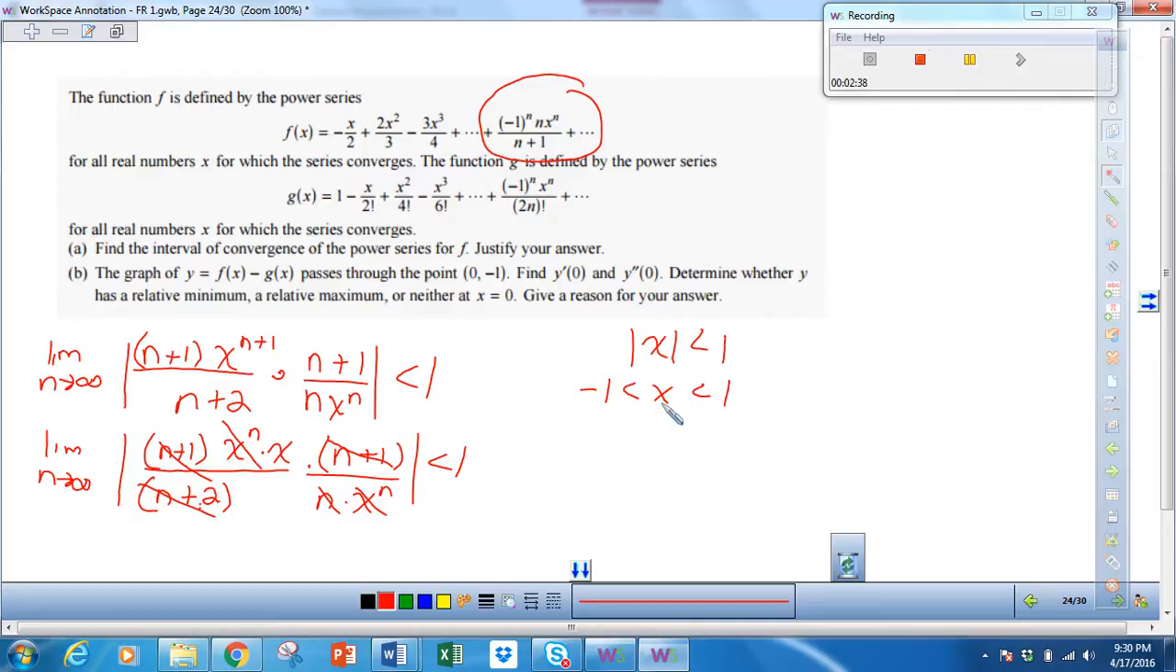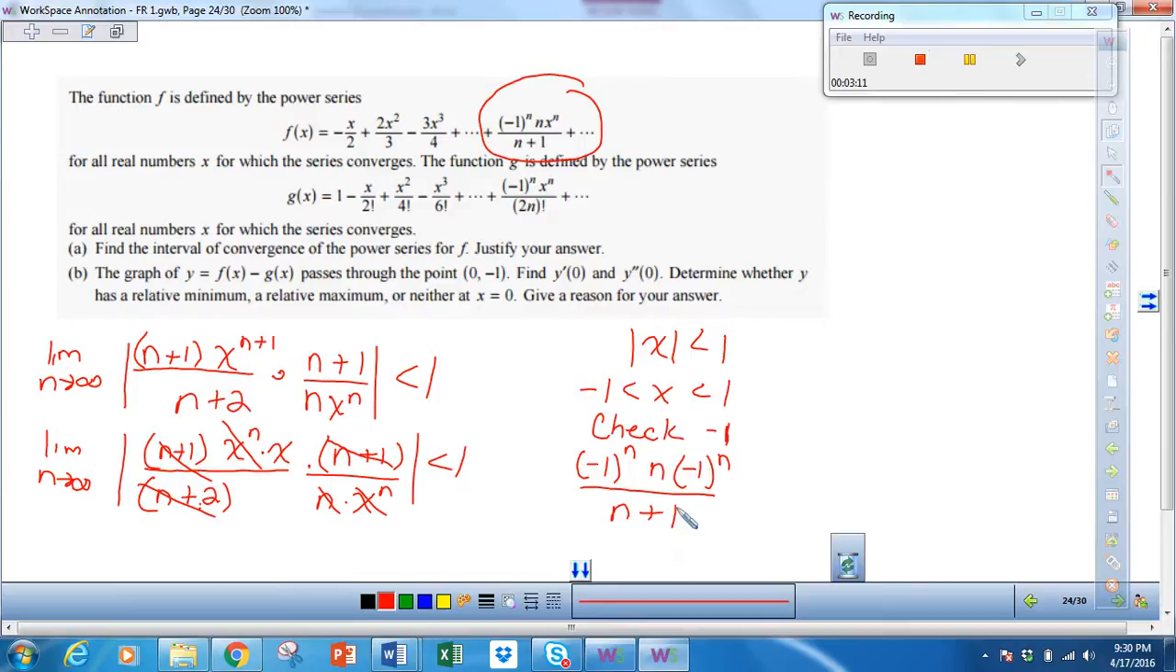Now, as you go through this, you have to check your endpoints. And checking your endpoints, you need to make it very clear that you're checking the endpoint. So I would do something like this. Check, and some of you did this. Some of you did this beautifully. Check -1. So to check -1, I put that back into the original expression. So I have -1 to the nth, n times -1 to the nth over n plus 1.